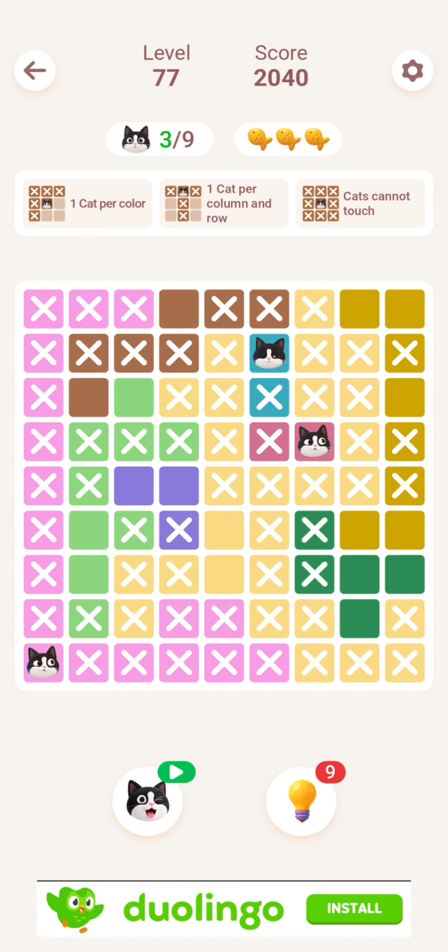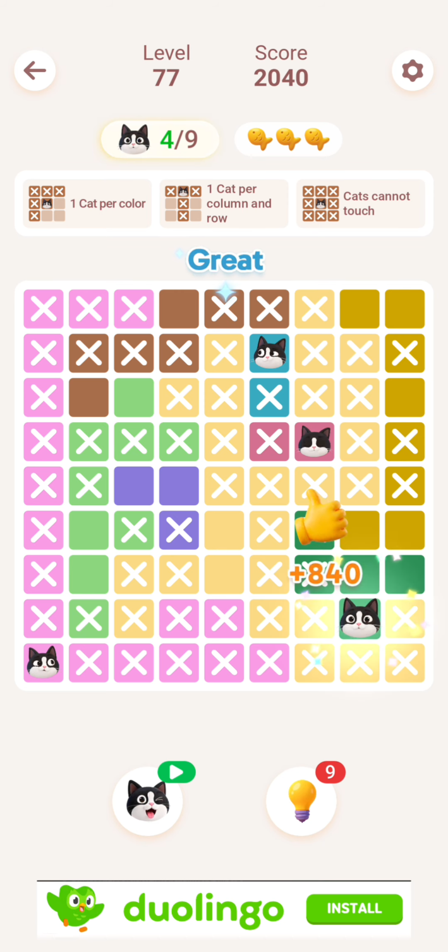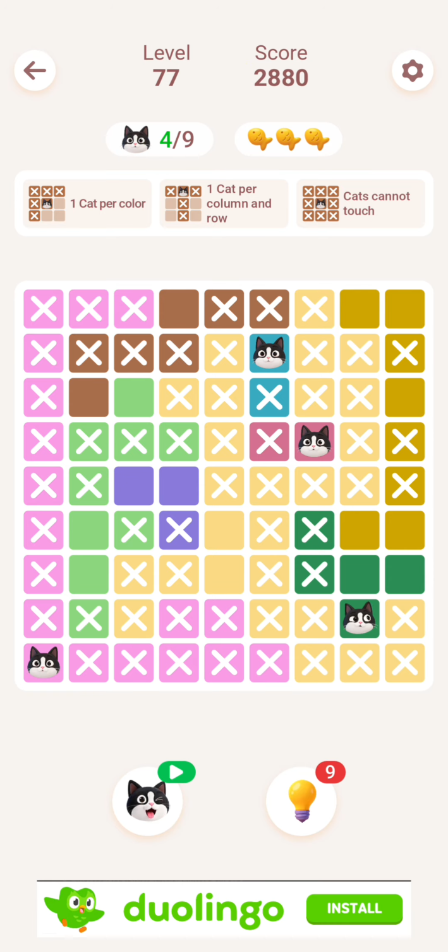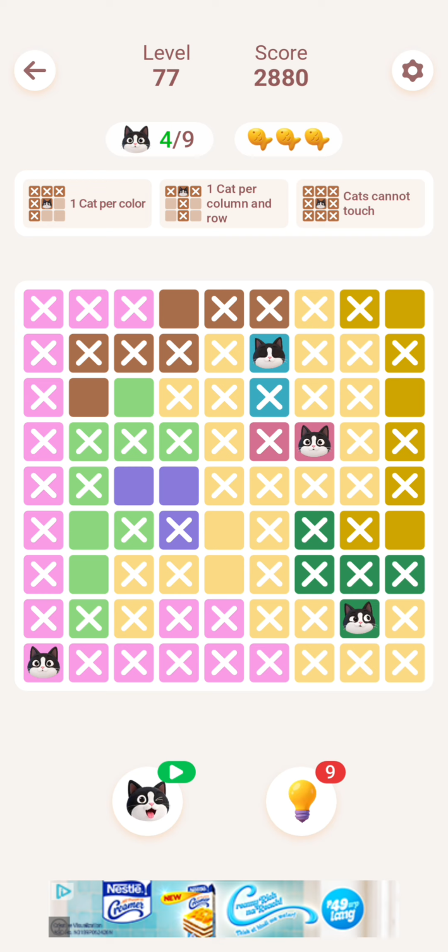And then, okay, so I found it on the second to the last column. Only dark green is uncrossed, so we place our cat there. We cross out the column, then we cross out adjacent cells.